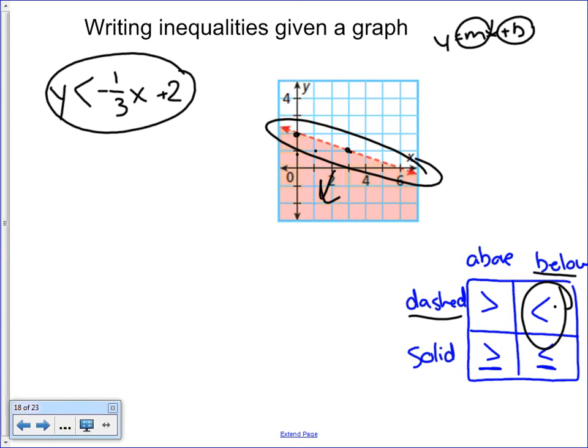If you ever want to double check your answer, just kind of go back and work the opposite way. So positive 2, I got to go down 1 over 3. Okay, that would give me that same graph.